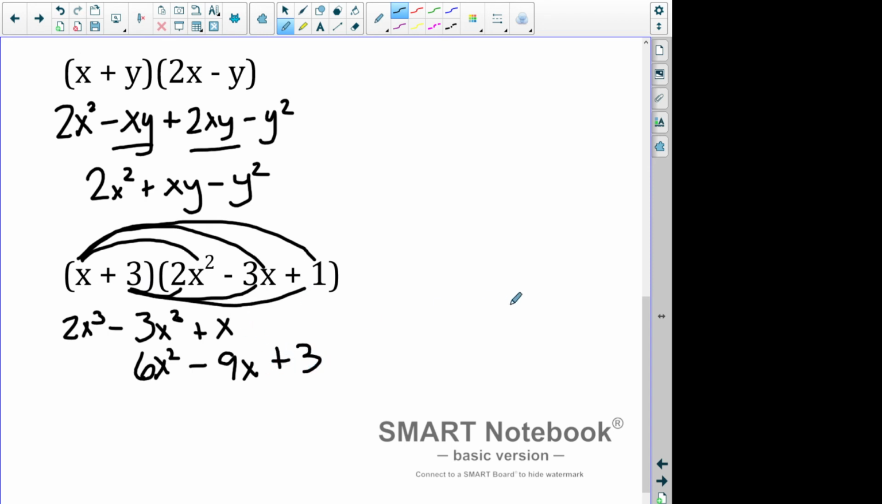I could have written these out horizontally, and that's not a big deal, but I lined them up vertically so I can quickly add them together. So I get 2x cubed, and then 6 minus 3 gives me 3 of the x squareds. Negative 9x and 1x gives me negative 8x, and then plus 3.